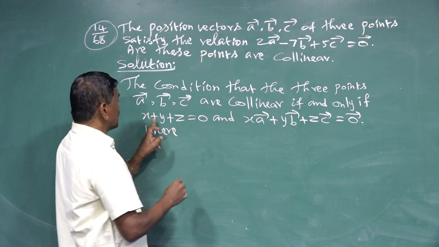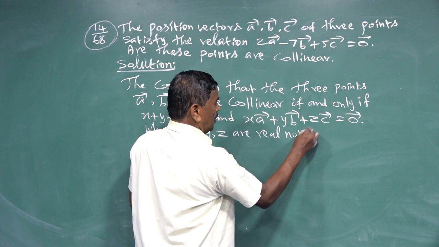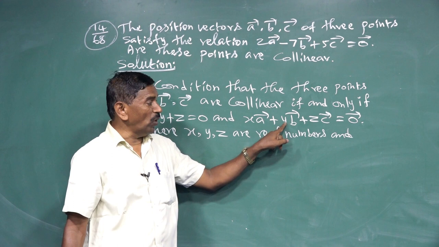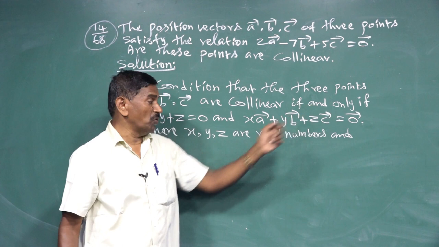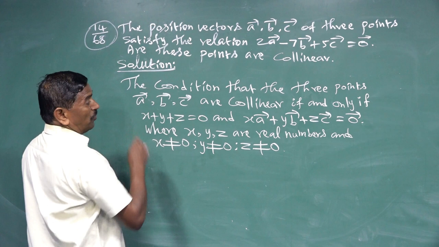Where x, y, z are real numbers and x is not equal to 0, y is not equal to 0, z is not equal to 0. That is, the coefficients x, y, z are not equal to 0, and x not equal to 0, y not equal to 0, z not equal to 0. Now, which is the condition? So let us keep it in the box.